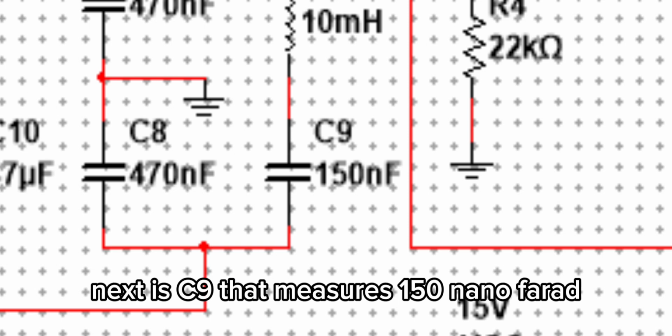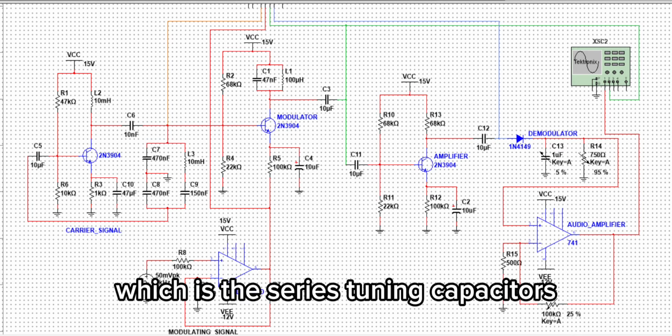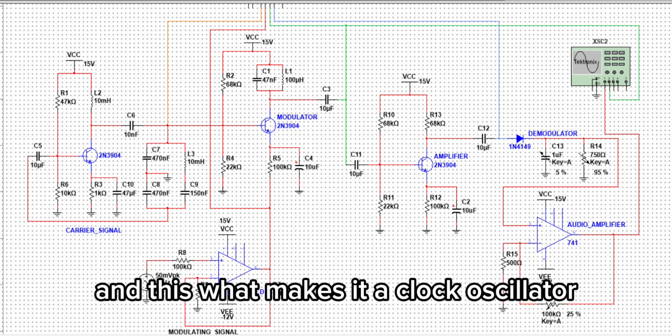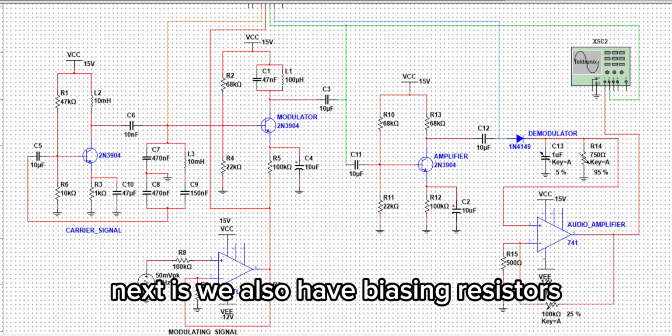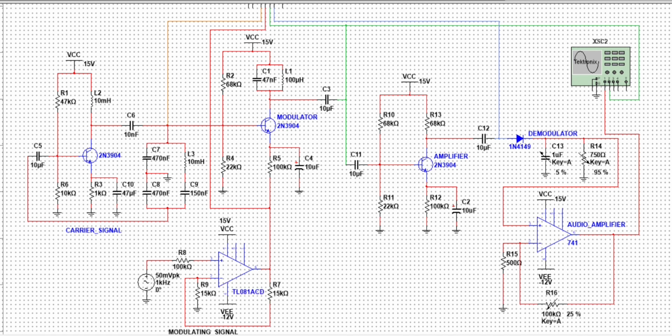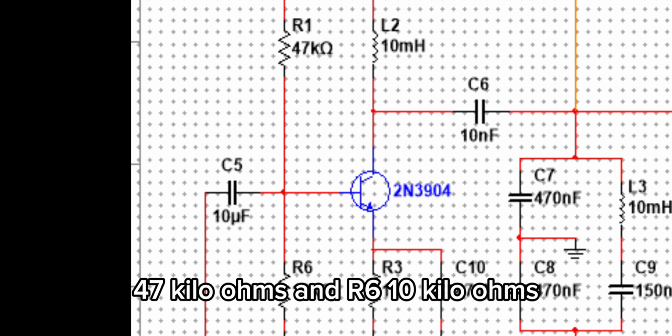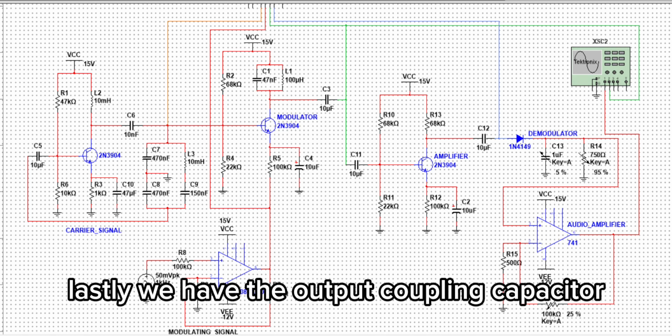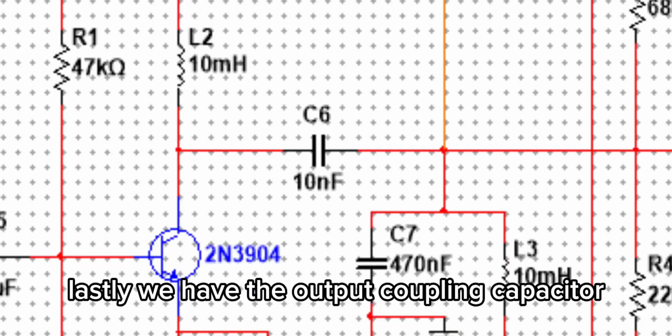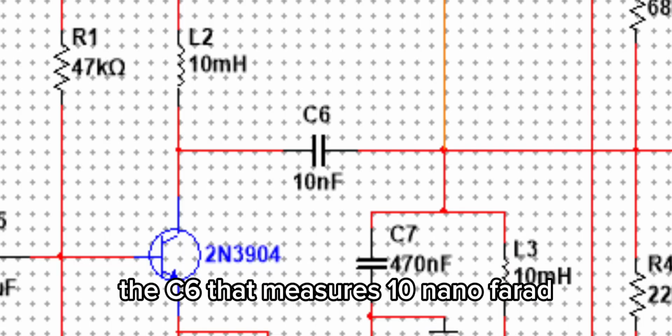We also have C7 and C8 that both measure 470 nanofarad and serve as feedback capacitors. Next is C9 that measures 150 nanofarad, which is the series tuning capacitor, and this is what makes it a clop oscillator. Next, we also have biasing resistors, R1 which measures 47 kilo ohms and R6 10 kilo ohms. Lastly, we have the output coupling capacitor, C6, that measures 10 nanofarad.